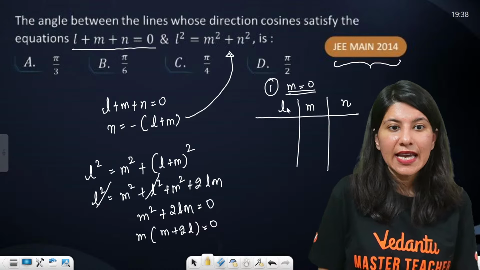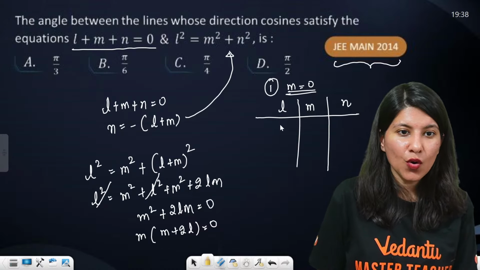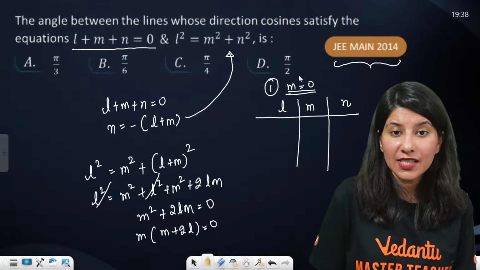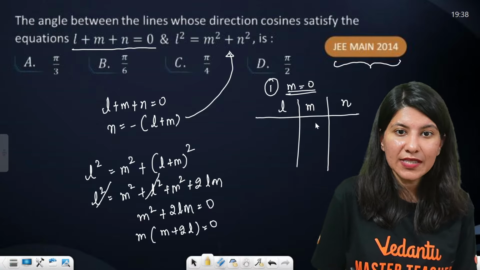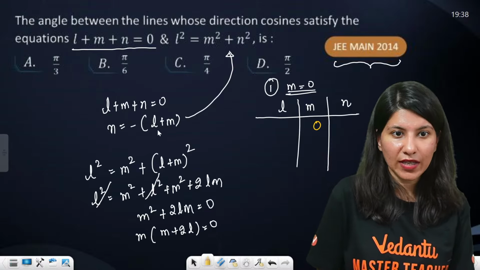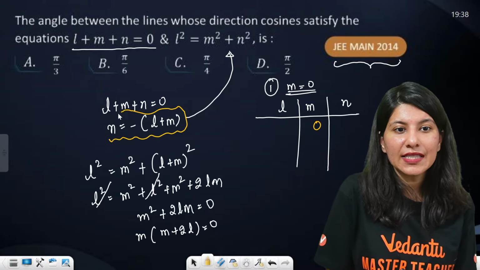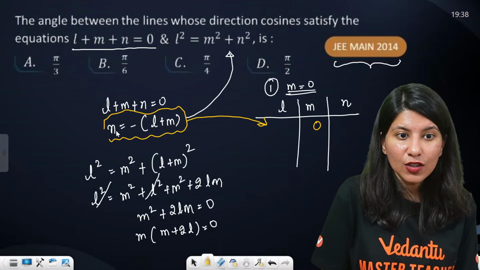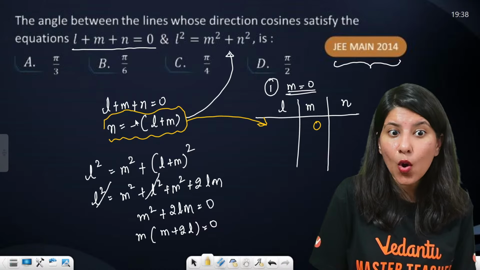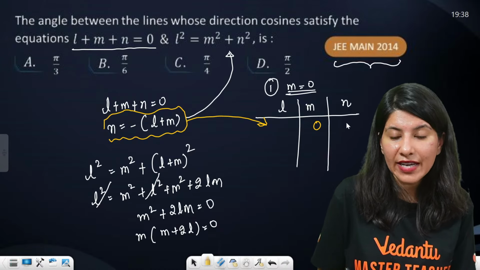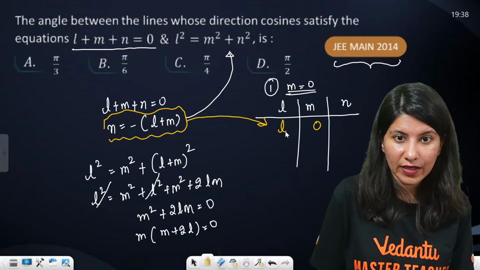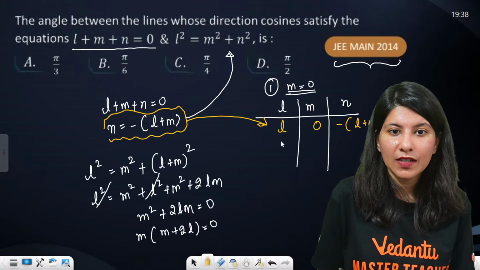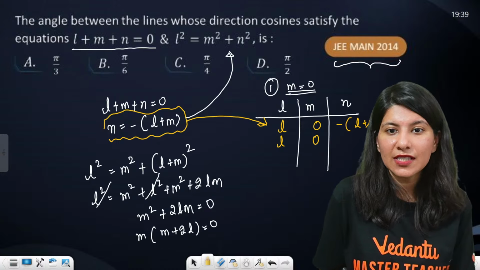Are we ready? What is l? So l is from here. If m is 0, then what will happen? If you put m as 0 in this equation, then your n and l are opposite to each other. So n is minus of l plus m. With l as l and m as 0, n is minus l.